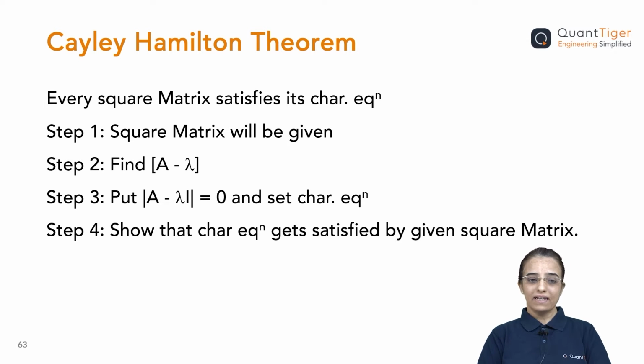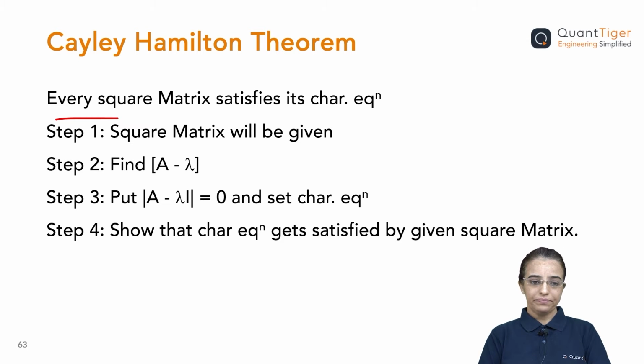First of all, what does this theorem say? Every square matrix, meaning whichever square matrix is given, either 2 by 2, 3 by 3, or 4 by 4, will satisfy its characteristic equation. We have seen earlier what the characteristic equation is. For the given matrix A, we use A minus lambda I equal to 0. We used that when we were finding the eigenvalues and eigenvectors. The same equation we will be using here, which we call the characteristic equation.